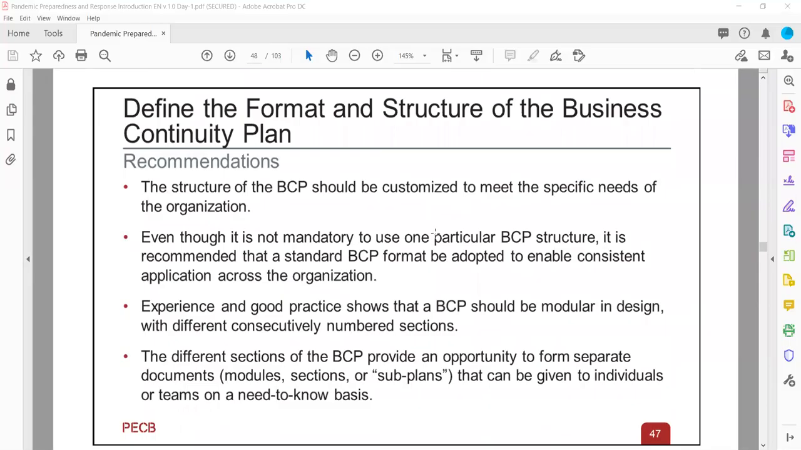And then defining the format and structure of the business continuity plans. The recommendation here is that the structure of the BCP should be customized to meet the specific needs of the organization. There's no one size fits all. Even though it is not mandatory to use one particular BCP structure, it is recommended that the standard BCP format be adopted to enable consistent application across the organization. Experience and good practice show that a BCP should be modular in design with different consecutively numbered sections. The different sections of the BCP provide an opportunity to form separate documents, that is, modular sections or subplans that can be given to individuals or teams on a need-to-know basis.